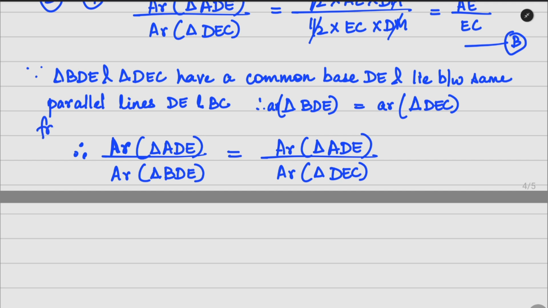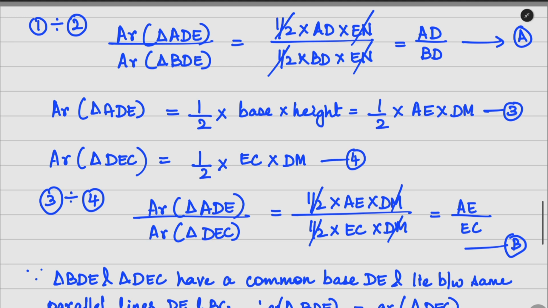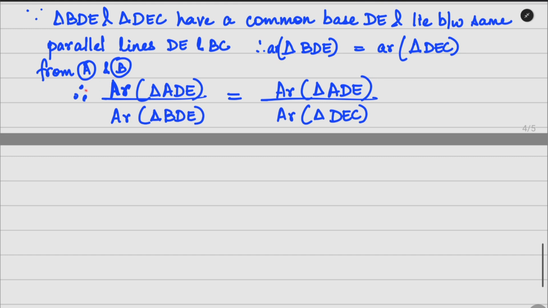Okay, so from equation A and B, which implies what is ADE by BDE equal to? AD by BD equal to AE by EC. So that's all you have to write. Therefore, AD by DB equal to AE by EC. This is what you have to prove. Hence proved.